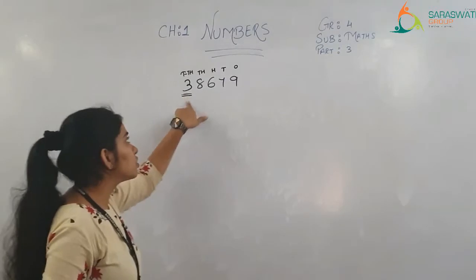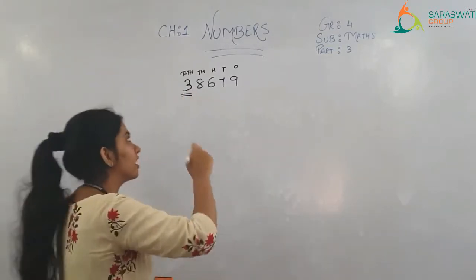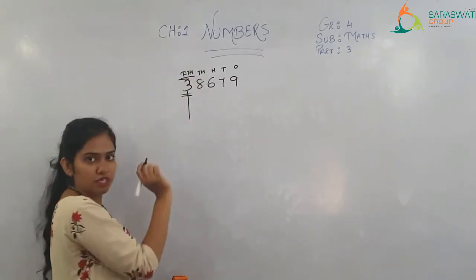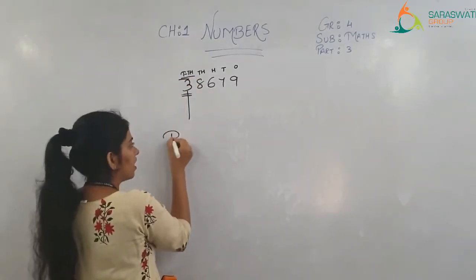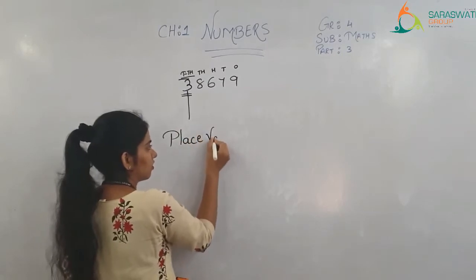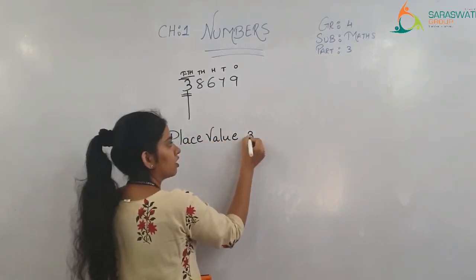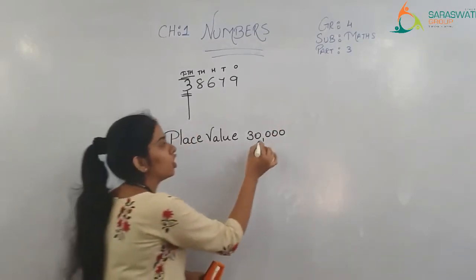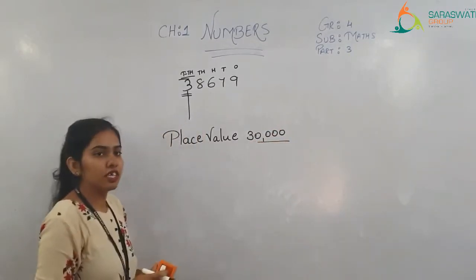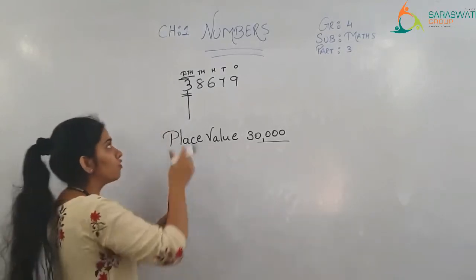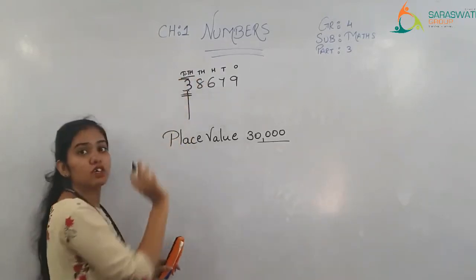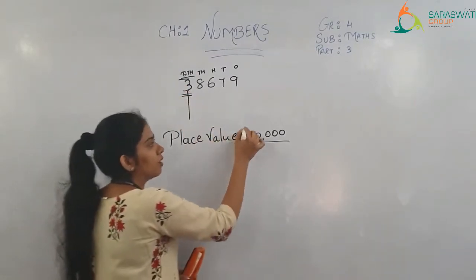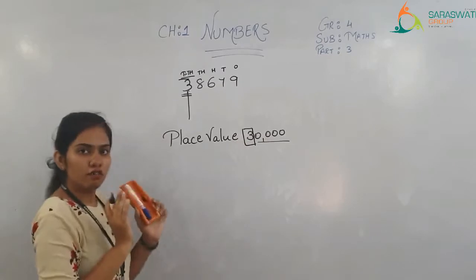So now if you want to know the place value of 3, the place value will be 30,000, right? 3 followed by 4 zeros. This will be the place value of 3 because 3 is at the place of 10,000, and the face value of 3 is the number itself.